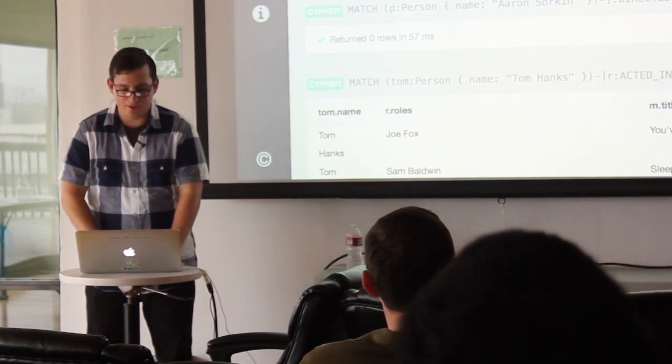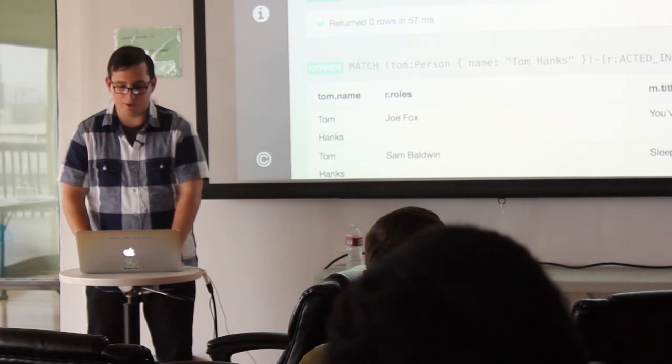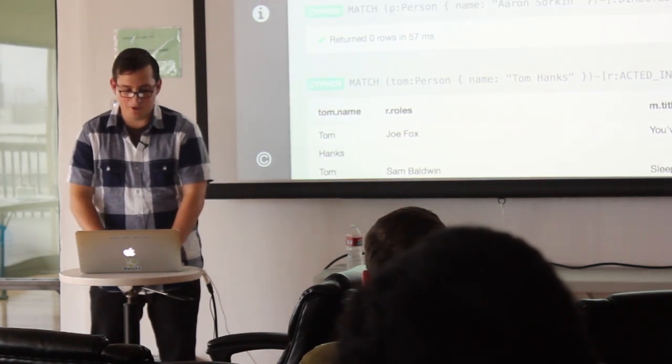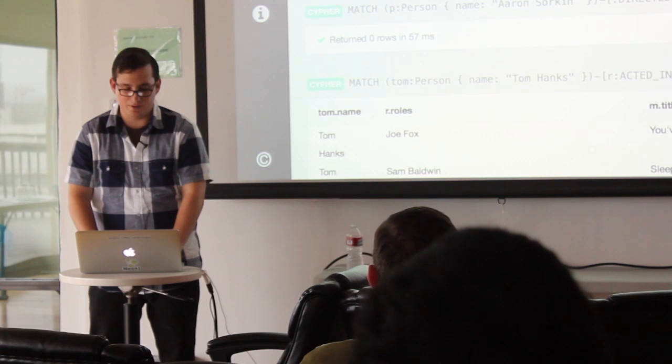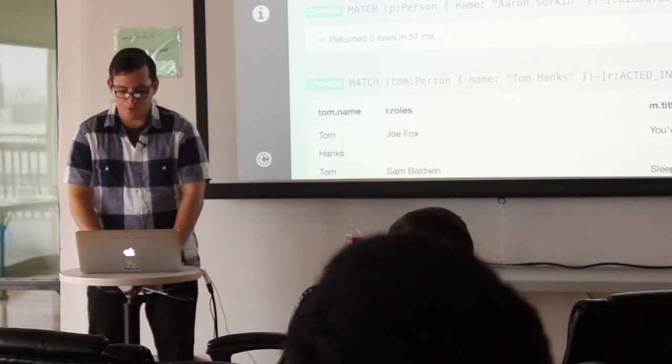Cool. So in this case, what you can do is use regular expressions. So if I do where, and then I do p.name, and then I do equals, and then squiggly, I can actually do a regular expression pattern.